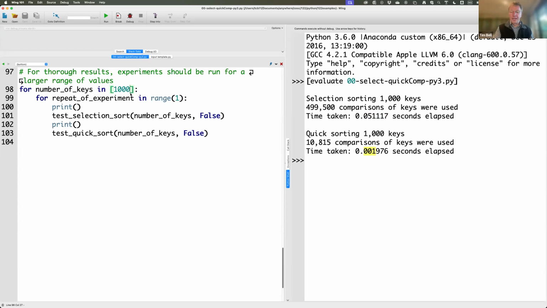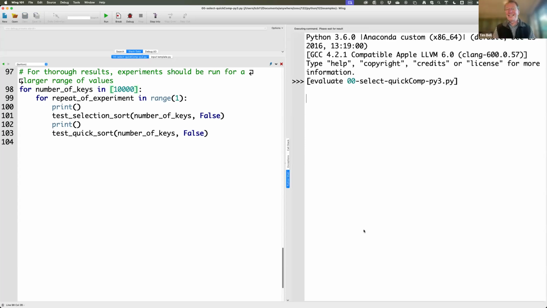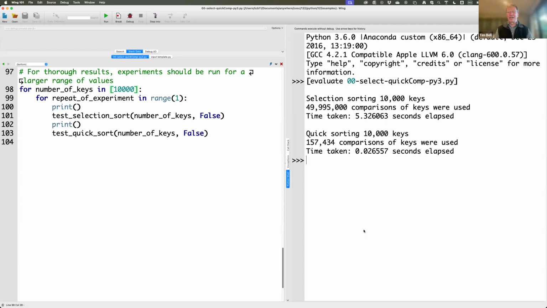And just for fun, I'll put in 10,000 because at least on my computer, this time you really notice it. Okay. It's annoyingly slow. Sit here and wait for it. Sometimes I make students wait for these algorithms to appreciate what a slow one is. There we go. 49 million steps or 49 million comparisons, or 5 seconds. Quicksort did exactly the same thing with 157,000 comparisons and only a tiny fraction of a second.